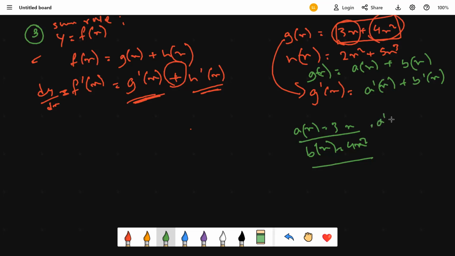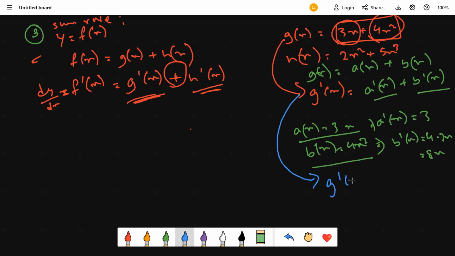So a prime of x is what? We should get a prime of x as 3, because we know the differentiation of x is what? 1. So we should get 3. And the differentiation of this expression is 4 times 2x, isn't it? That means 8x. Now if we just place them over here, what should we get? We should get g prime of x as 3 plus 8x, isn't it? This is our g prime of x.